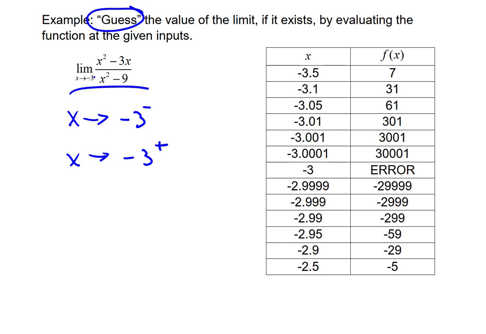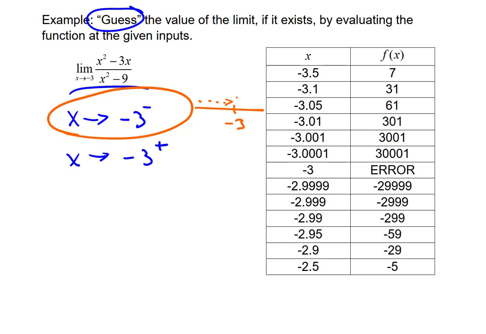Well, in a table, we need to be able to represent both of those directions with specific input values. Let's consider these two directions and how it might influence our table. When x is approaching -3 from the left, if it helps, maybe draw out a number line of what that would look like. If you just put -3 on a number line and you're approaching it from the left, those would be walking through values that are less than -3.